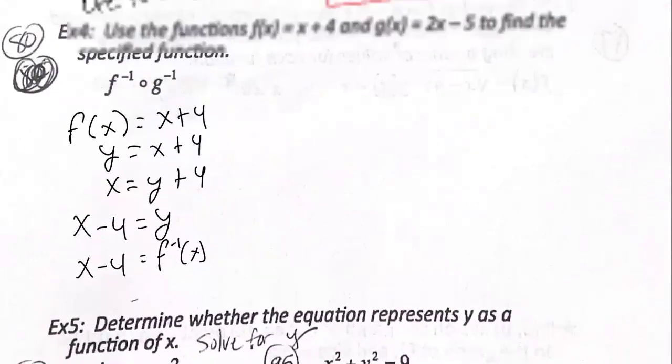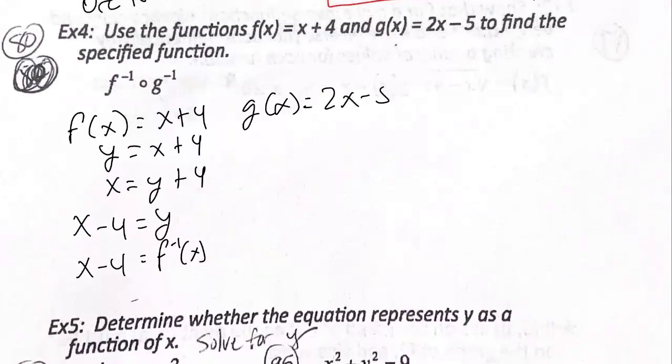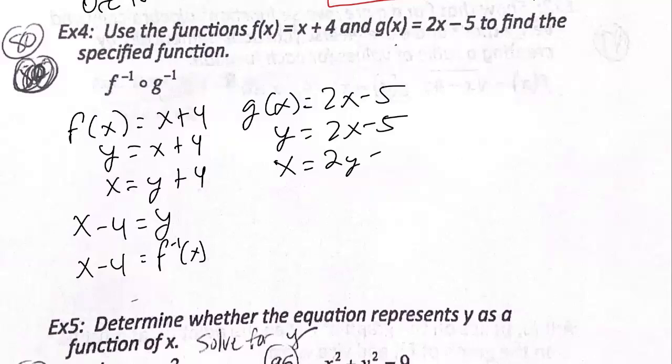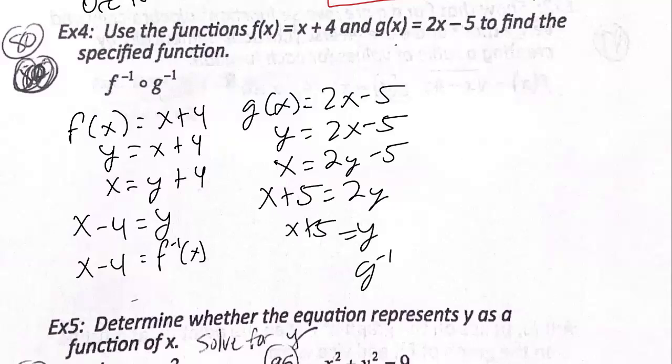And then you just have to find the inverse of g of x. So y is equal to 2x minus 5. Sorry, not y: x is equal to 2y minus 5. Add 5, divide by 2. So g inverse, or the inverse of g of x, is (x plus 5) divided by 2.